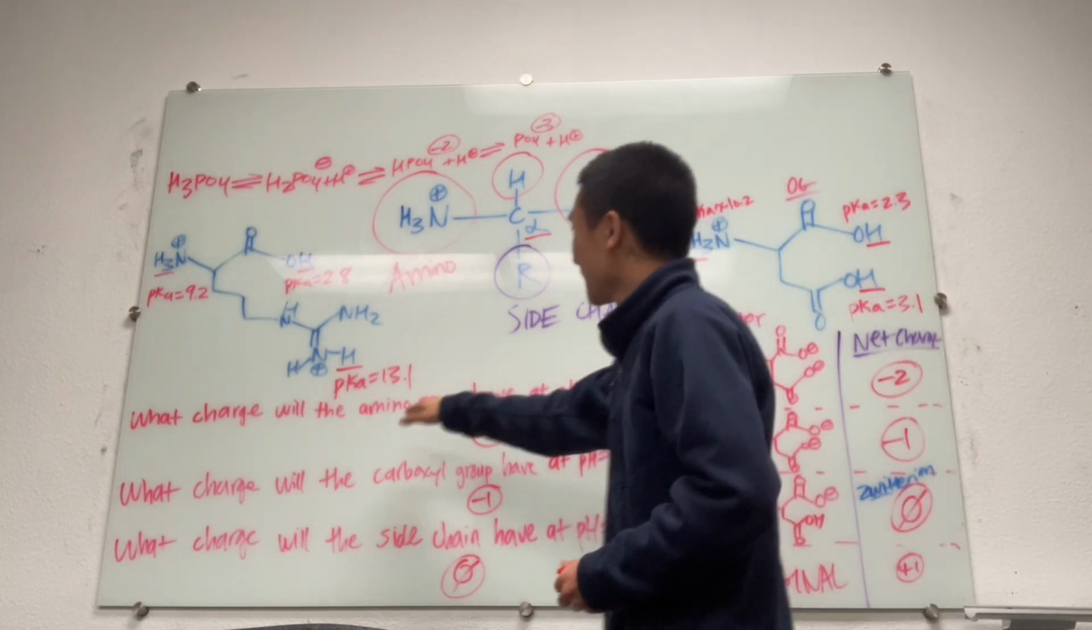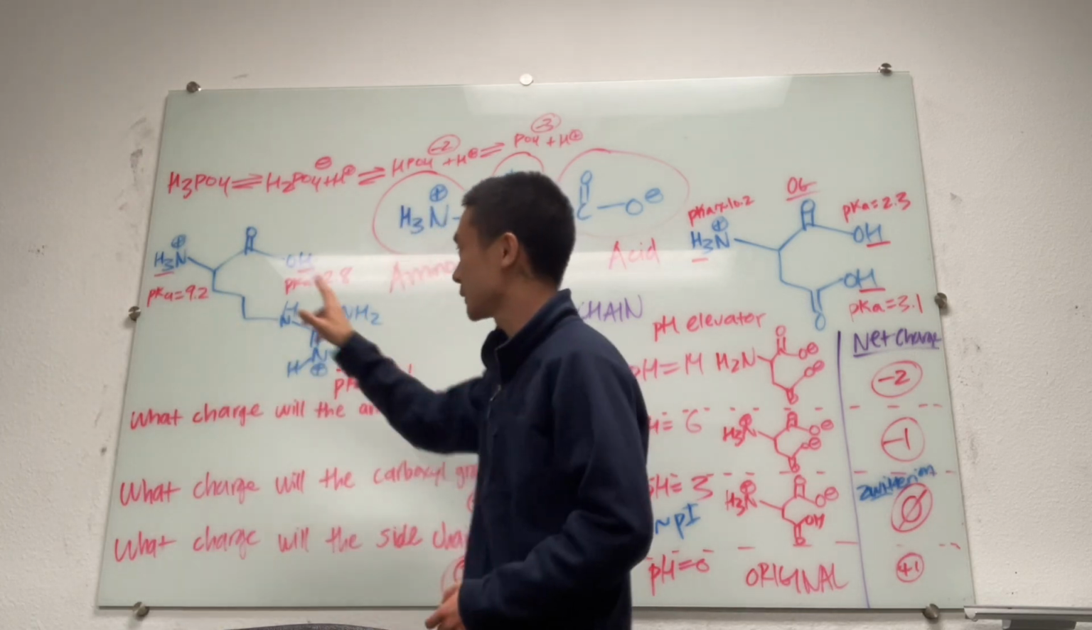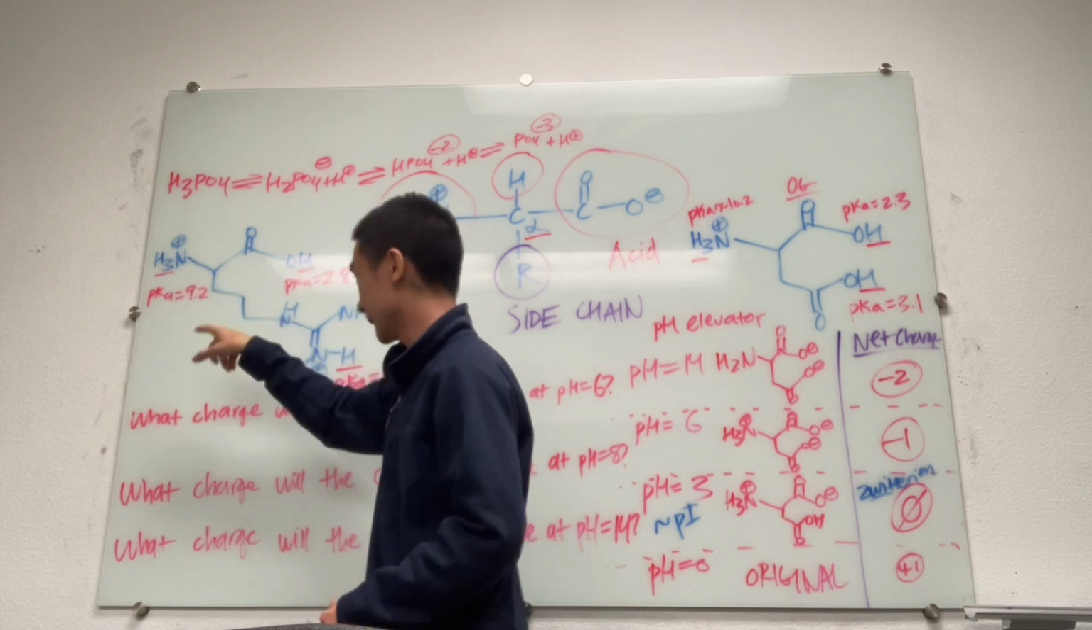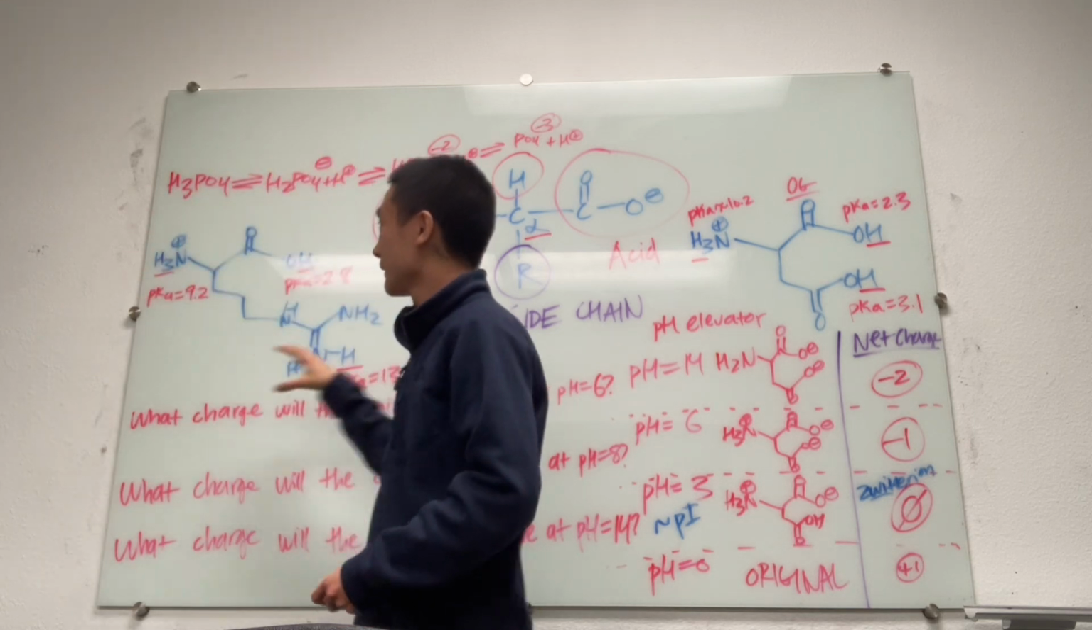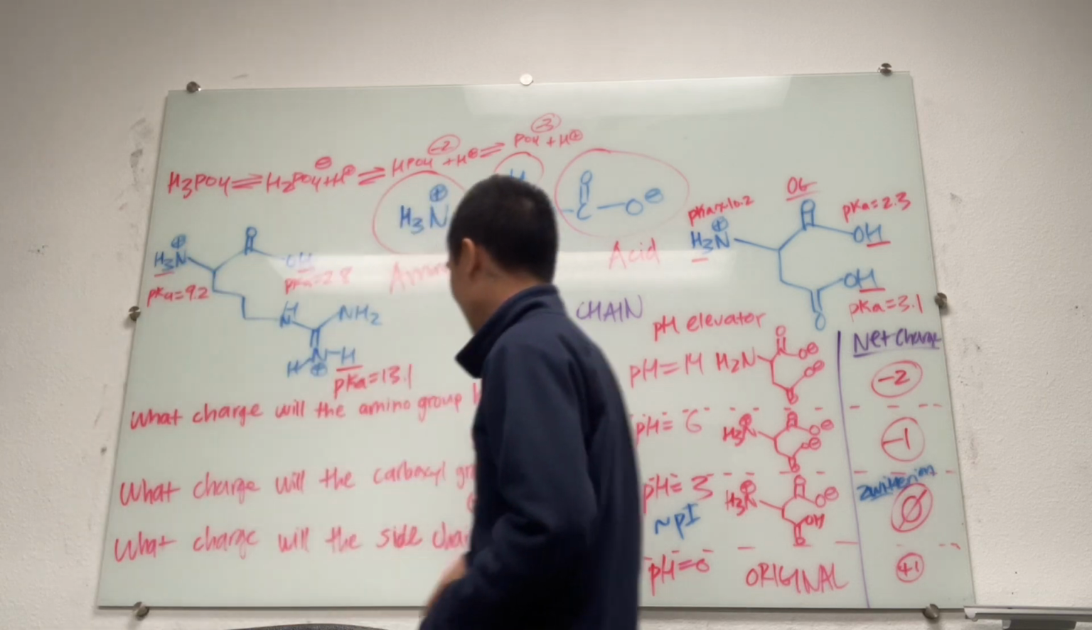Because at pH of 6, the amino group is going to get protonated because it cannot do its job as an acid since the environment is more acidic than the group. Like there's a lot of H plus ions floating around.